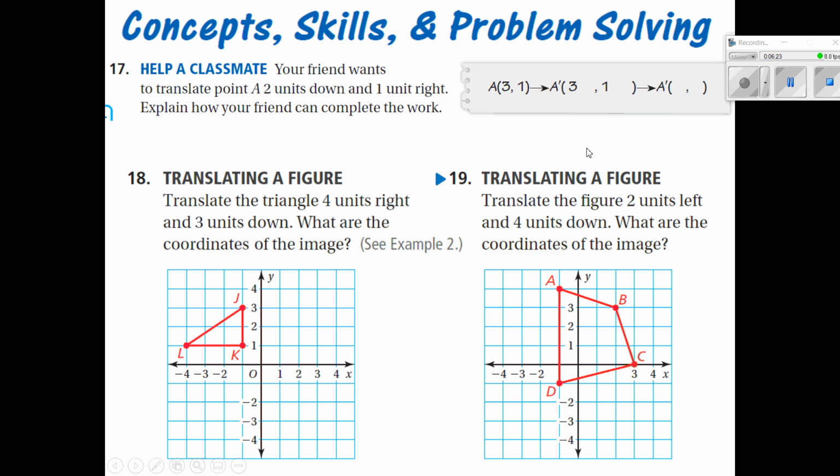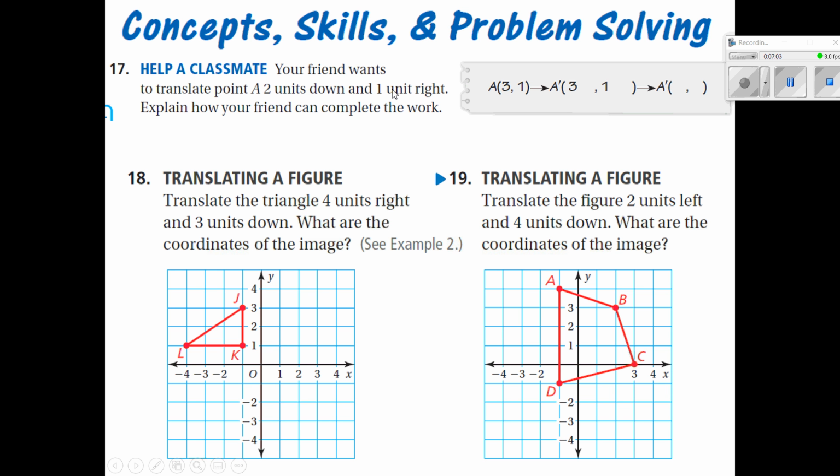Once again, too much shown. Number 17, your friend wants to translate A 2 units down and 1 unit to the left. Explain how your friend can complete the work. Well, if A was (3, 1), remember we're going 2 units down. That's going to be my y. So 2 units down is going to be negative 2, and that's probably going to put us at negative 1, right? If I'm on the number line, if I'm at 1 and I go 2 units down, that's 1, 2.